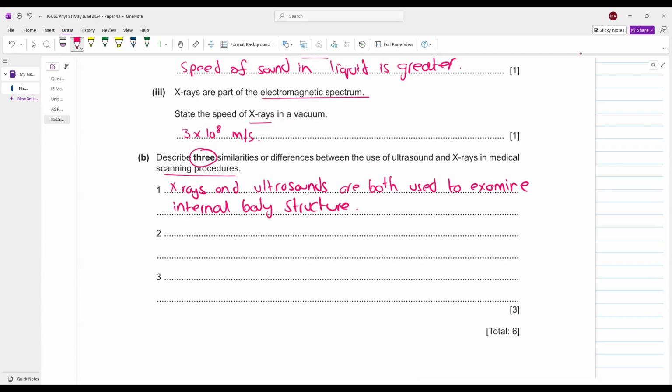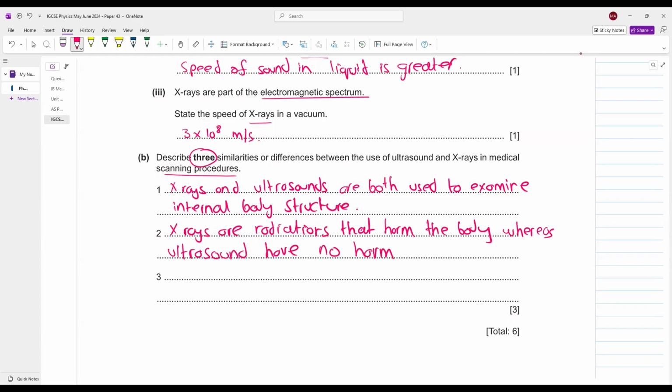क्या लिखोगे secondly? You will say X-rays are radiations that harm the body, whereas ultrasounds have no harmful effects. Simple. Third point पे आ जाओ.